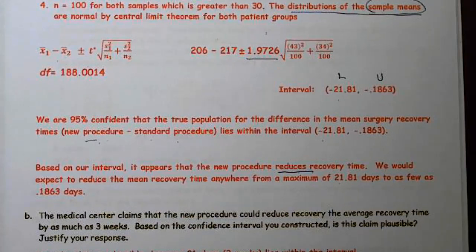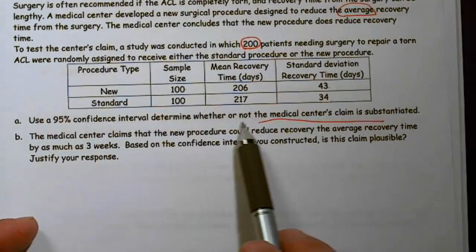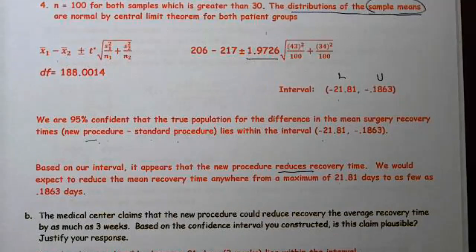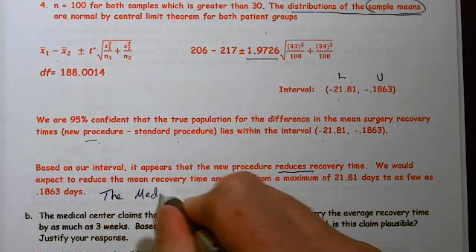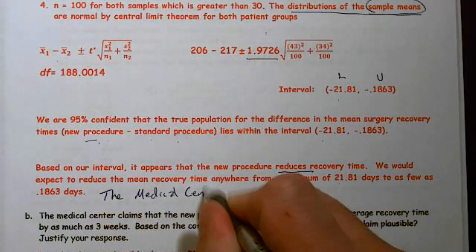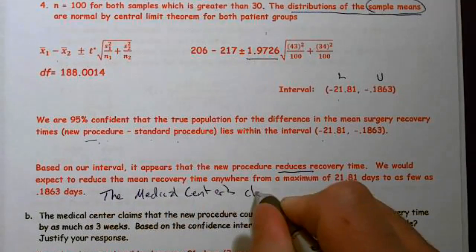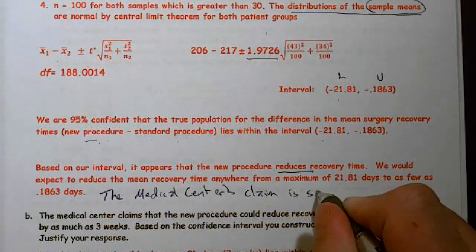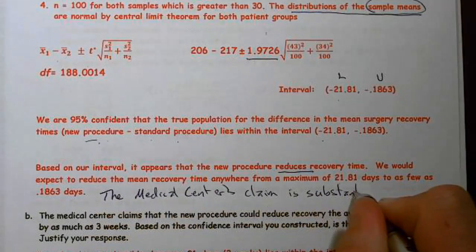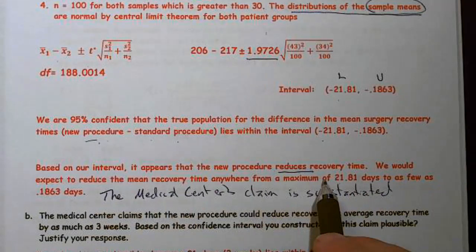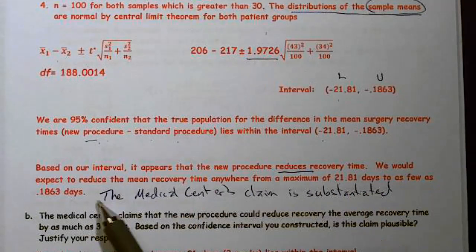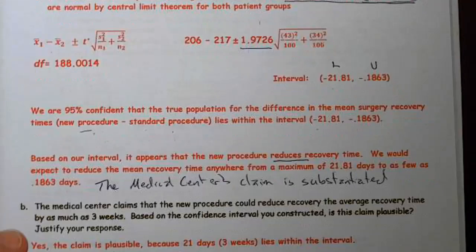So make sure you always answer the question, because the question was, use a 95% interval to determine whether or not the medical center's claim is substantiated. And I probably should have said right here, the medical center claim is substantiated. So always make sure you answer the question. In this case, we say it reduced the recovery time, and we know that it reduced it from 21 days to as few as 0.1863. We don't know where in there, but in that.